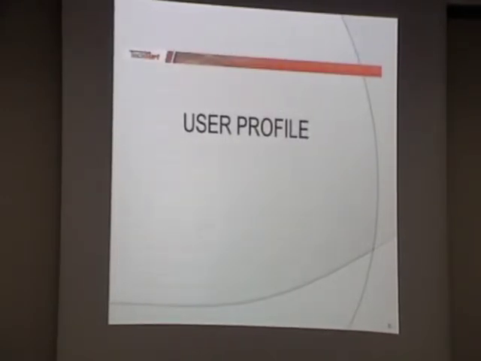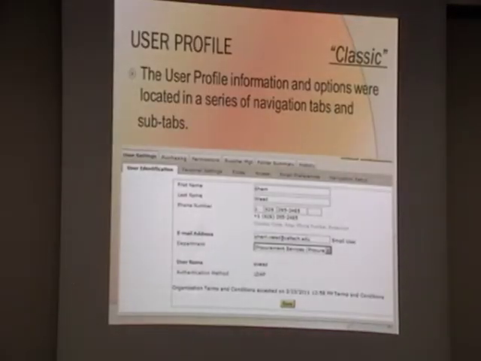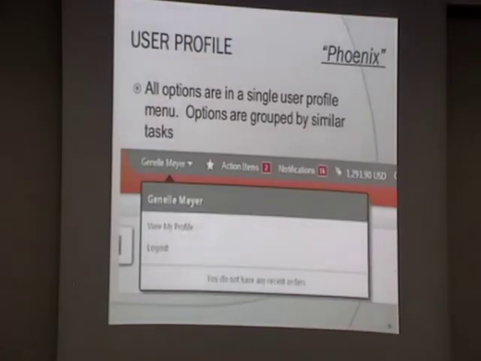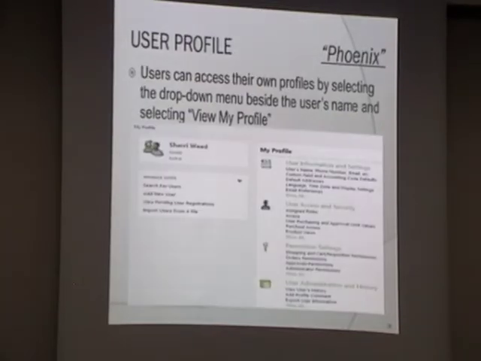User profile. In Classic, the user profile information and options were located in a series of navigation tabs and sub-navigation tabs. In the Phoenix UI, all options are in a single user profile menu. Options are grouped by similar tasks. Users can access their own profiles by selecting the drop-down menu beside the user's name and selecting View My Profile.